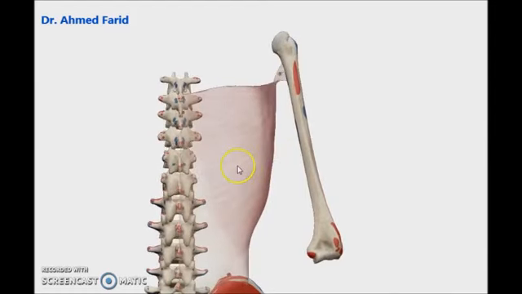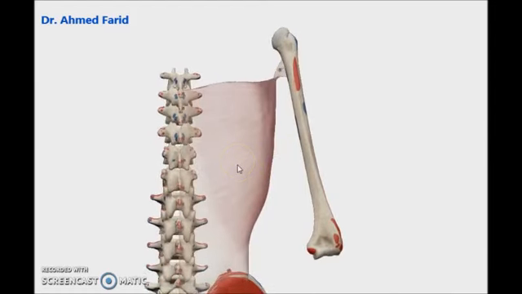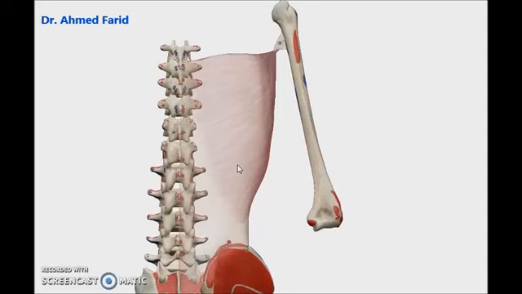So, if I want to apply the rules of action, I will say that the Latissimus dorsi is inserted into the humerus, so it will move the humerus on the shoulder joint. Because it's coming from the posterior aspect, it will extend the humerus at the shoulder joint. It will move the humerus posteriorly, so it will make extension in the shoulder joint.